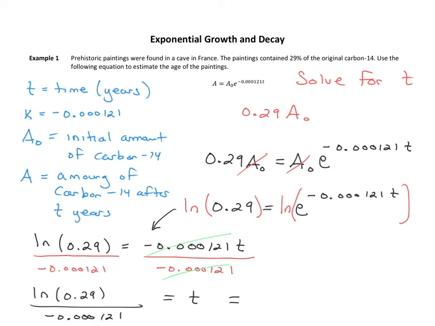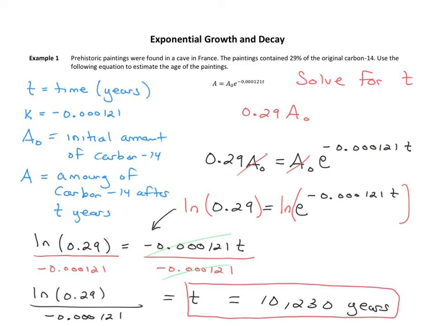And I think I'm just going to round to the nearest integer. I get 10,230, and that's years. So this number here is an estimate of the age of these paintings if we assume an exponential decay by using this formula here.